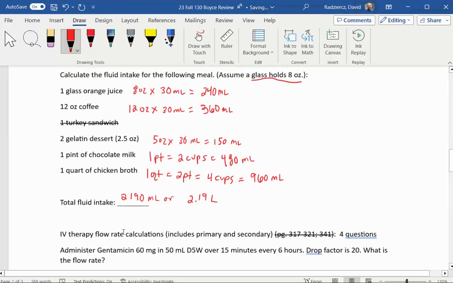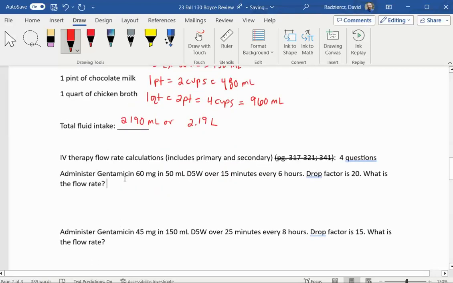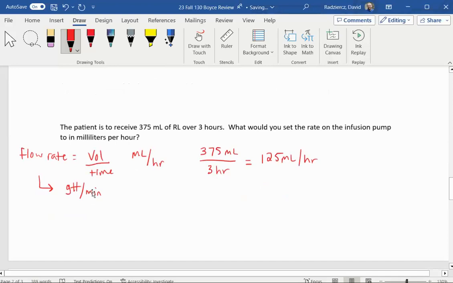Okay. So as I mentioned before, another type of flow rate is called the drop factor. Or drop rate, I'm sorry, another subcategory of flow rate is the drop rate. If you are doing dimensional analysis, all this stuff makes sense.